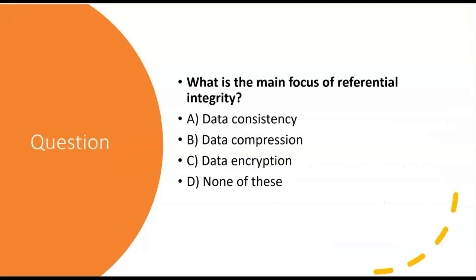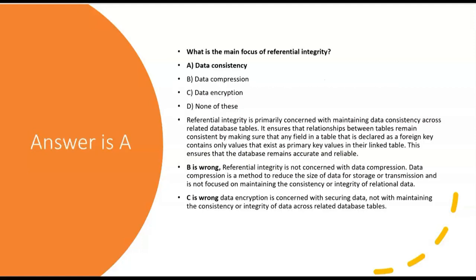All right, what is the main focus of referential integrity? Is it A, data consistency? Yes. B, data compression? No. C, data encryption? No. So letter A is correct. Referential integrity is primarily concerned with maintaining data consistency across related database tables. It ensures that relationships between tables remain consistent by making sure that any field in a table that is declared as a foreign key contains only values that exist as primary key values in their linked table. And this ensures that the database remains accurate and reliable over time.